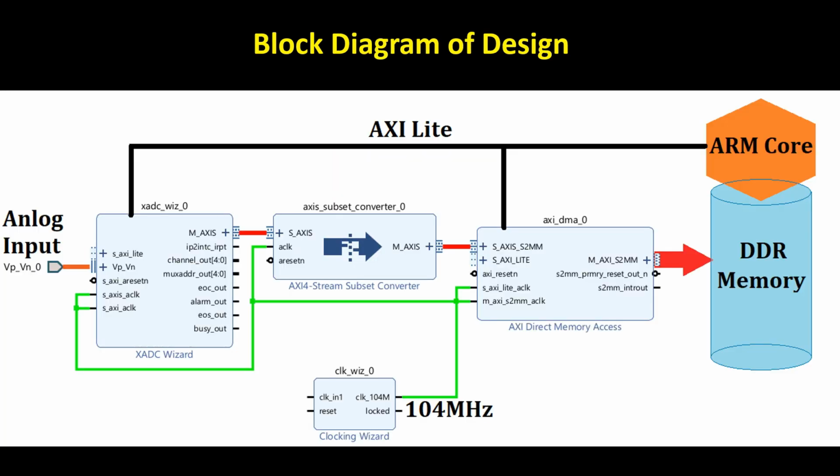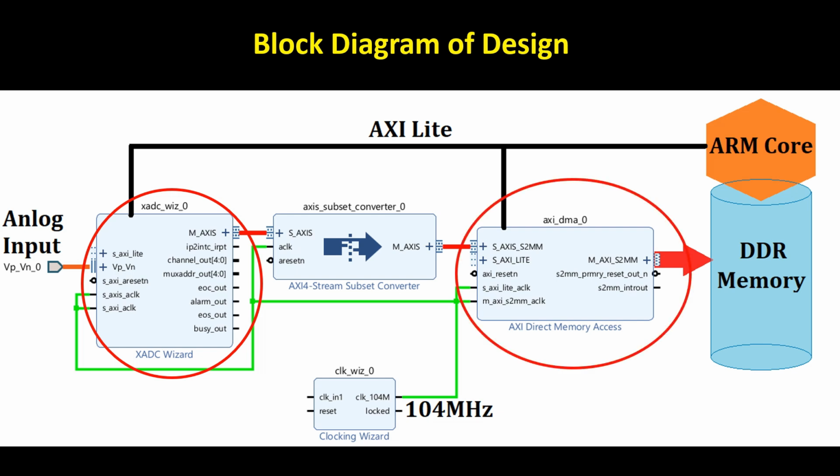Block diagram of Vivado design. The XADC generates a stream of sample data, which needs to be transferred to DDR memory for visualization or processing. To achieve this, we can use AXI DMA. However, AXI DMA requires the TLAST signal to indicate the end of a packet. To provide this signal, we can use an AXI stream converter between the XADC and AXI DMA.